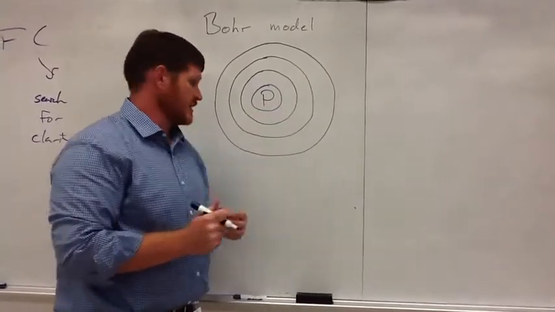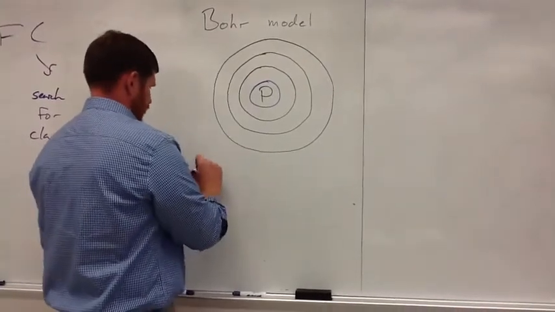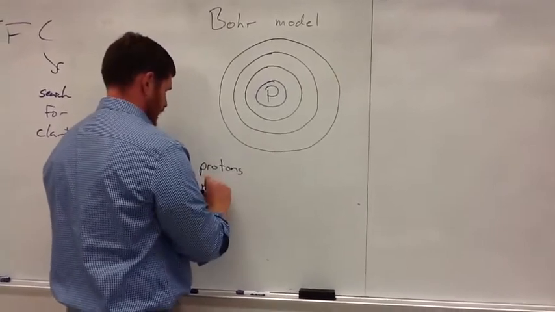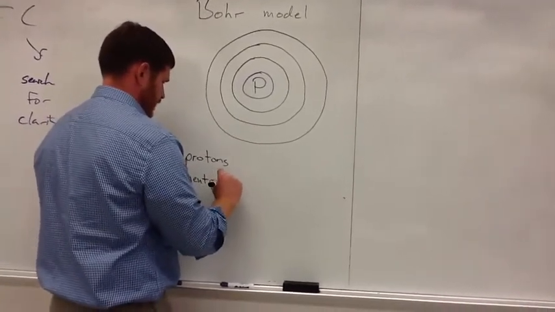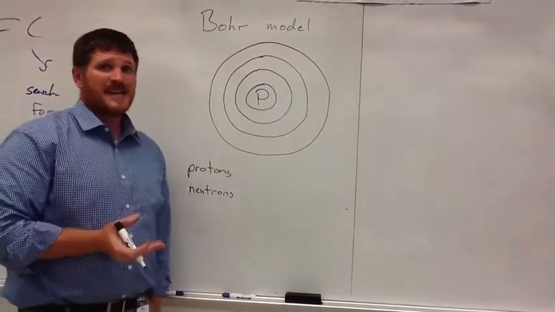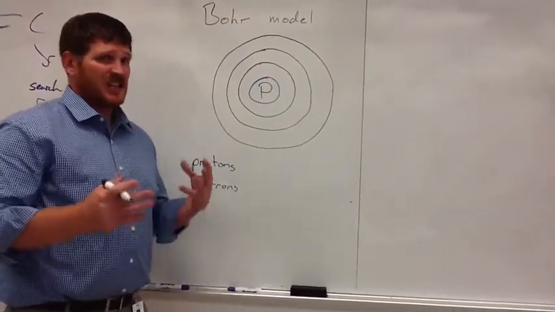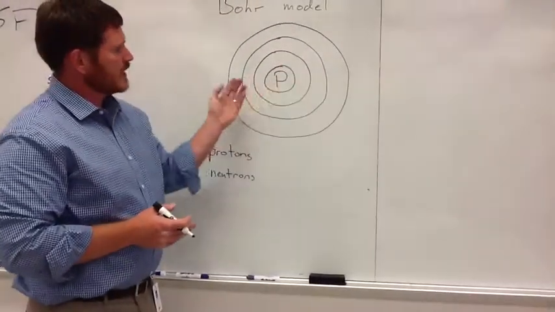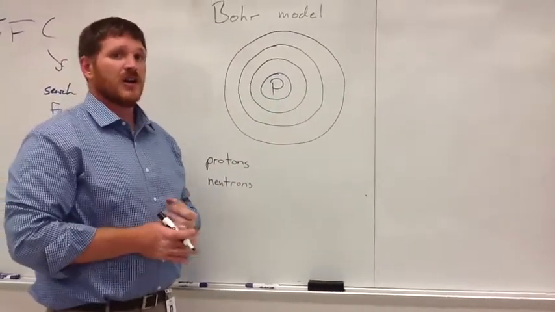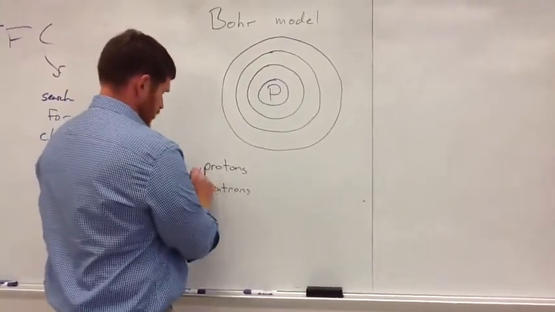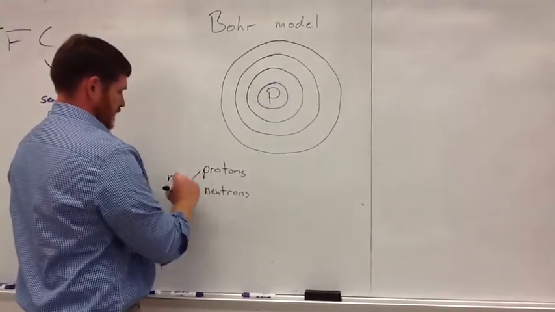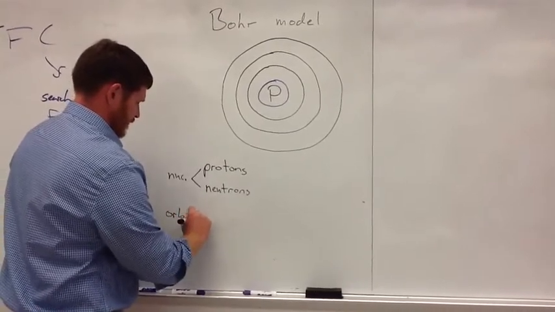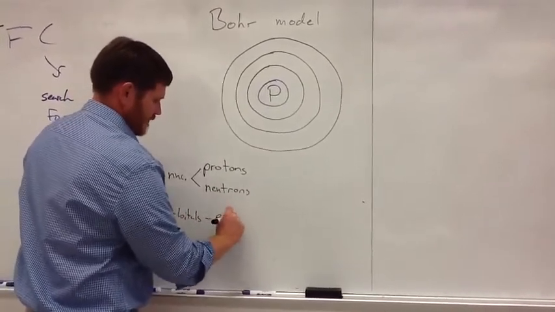The nucleus is going to contain protons and neutrons. Okay, they're the massive parts of the atom. So anything that has a lot of mass is going to be stuck to the middle. It's going to be in that nucleus. Around that, in these energy levels, that's where we're going to find our electrons. Okay, so these two are the nucleus. And then outside in the orbitals, we have electrons.